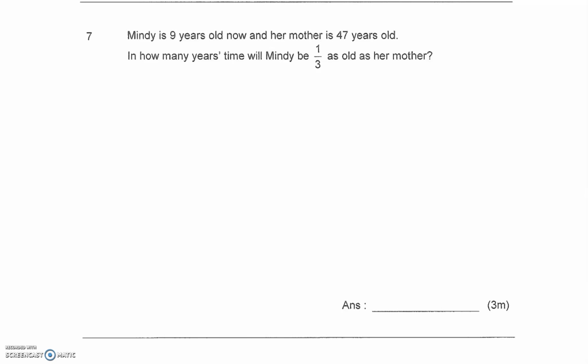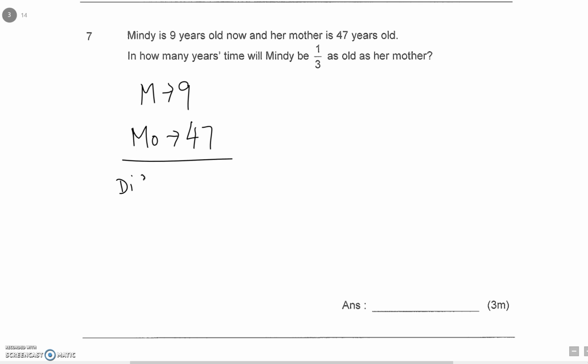Question 7. Mindy is 9 years old and the mother is 47 years old. So we are talking about age again. There's one thing that we always remember, their difference is always going to be the same. So we have Mindy, which is 9, and we have the mother, which I'm going to denote as MO, will be 47. So no matter how many years have passed, the difference will always be the same.